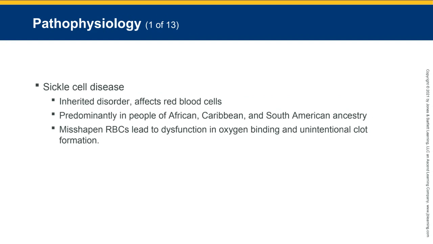Now, sickle cell disease is an inherited disorder. It affects the red blood cells. It's predominantly in people of African, Caribbean, or South American ancestry. It's a mishap in RBC. So again, it's not properly shaped, and it leads to dysfunction in oxygen binding and unintentional clot formation.